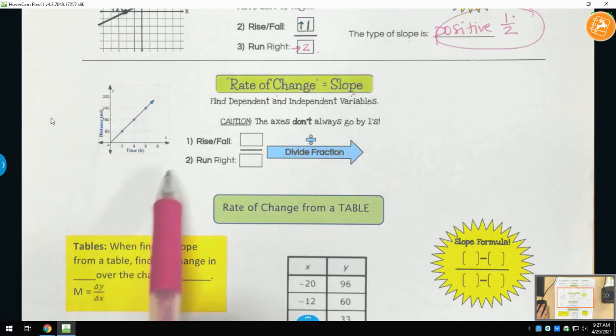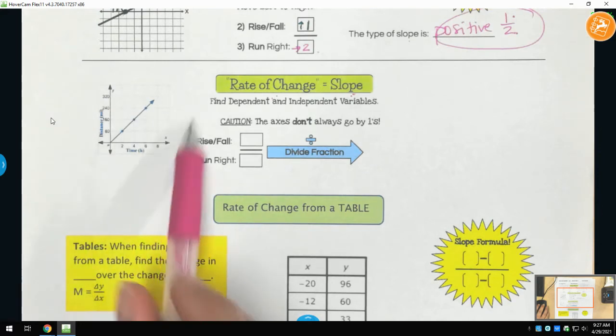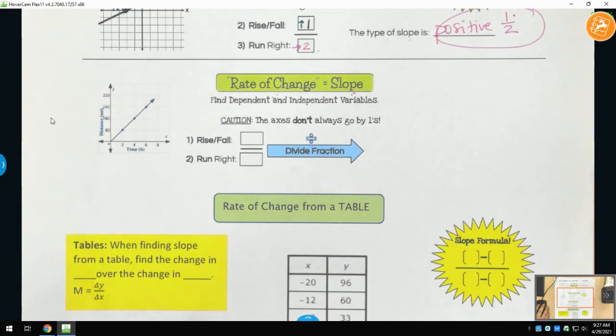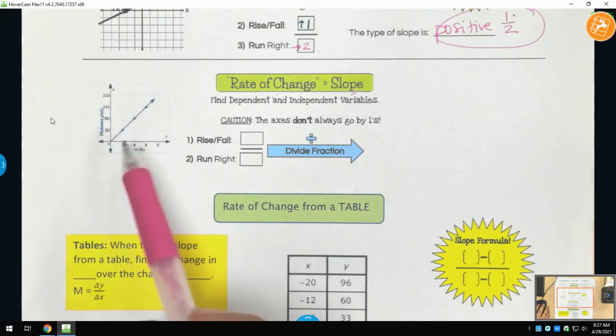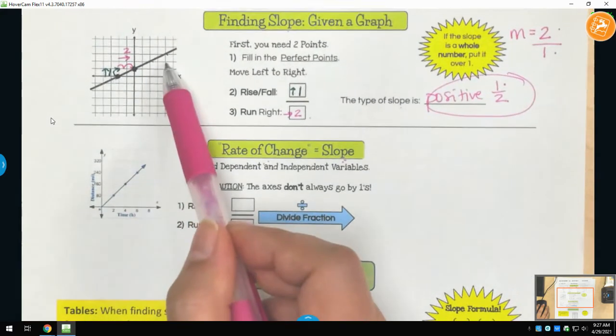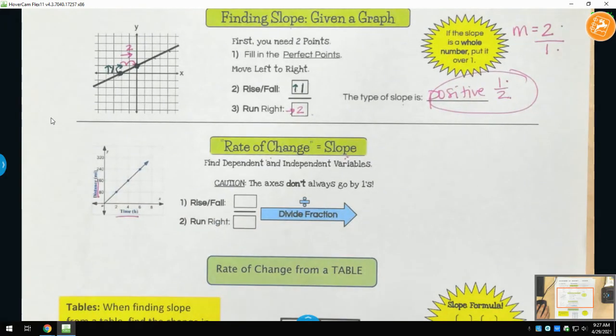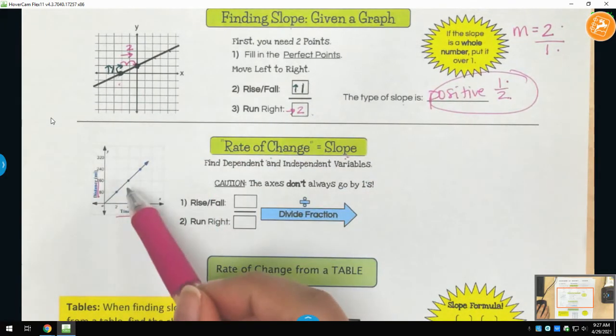They'd probably give you some words, some context with a picture like this. But then they would say something at the end about find the rate of change, or what's the rate of change in this problem. And so this is the same skill set as this. Yes, we have time on one axis and distance on the other, but the skills you need are the same, we just need to go from one point to another.